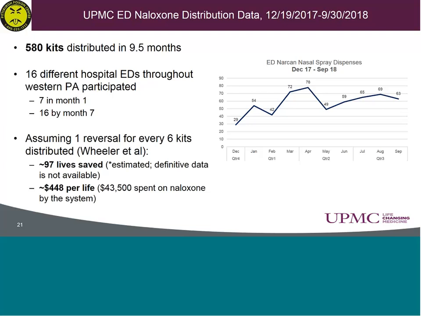I don't have the number of lives saved, but what we do know is that if we assume that for every 6 kits that we gave out, 1 life was saved, that would be 97 lives, which is certainly, I hope it's that many and more. I guess it could be, which would also break down to maybe about $450 per life. And so far, our system has spent a little over $43,000 on that, with great support and ongoing recognition of the importance of those kinds of programs. So it is something that a hospital or a healthcare system can implement with success.